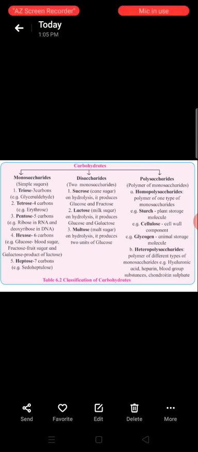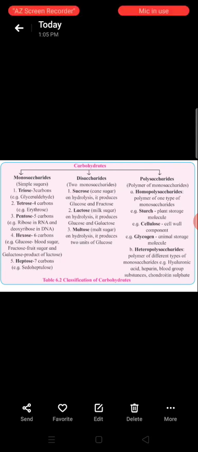Number 3, maltose, commonly called malt sugar. On hydrolysis, maltose produces 2 glucose units, which means glucose plus glucose is equal to maltose. Glucose plus galactose is equal to lactose. Glucose plus fructose is equal to sucrose. So these are the examples of disaccharides.